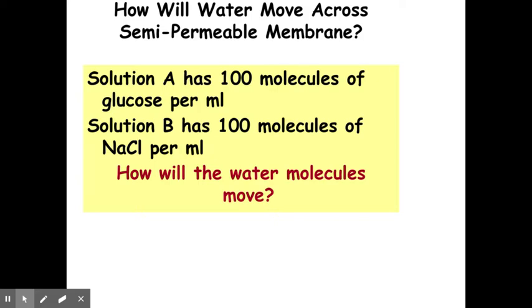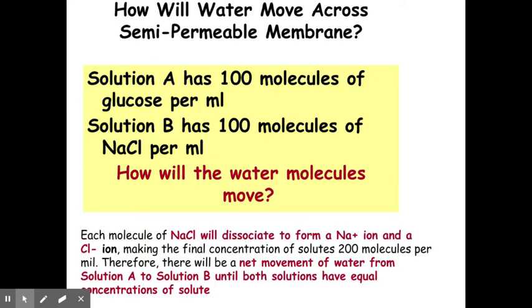So maybe me telling you that this was a trick question helped you, but a lot of students I have do this. If I don't tell them that, they would say, well, it's isotonic. There's 100 molecules of each, right? But if you think about sodium chloride, that's salt. What happens to that in water? Well, that salt will dissociate and therefore create 200 molecules per milliliter. So in essence, the water is going to move from solution A to B. So B is hypertonic to A is what we would say.